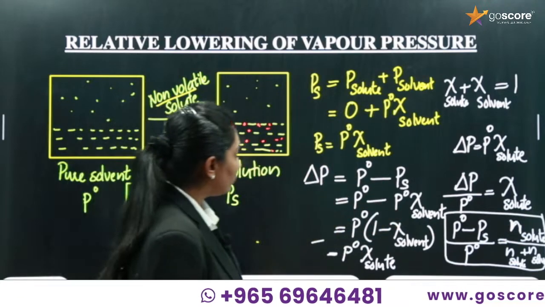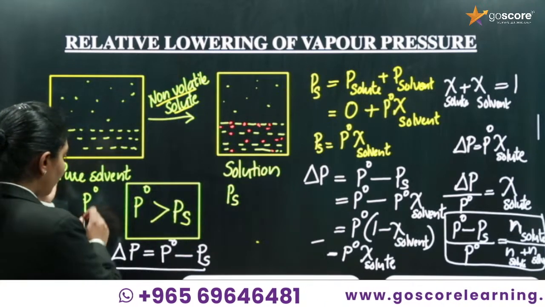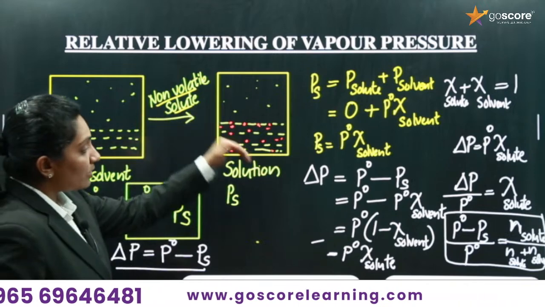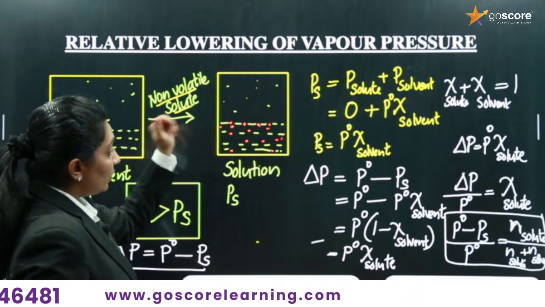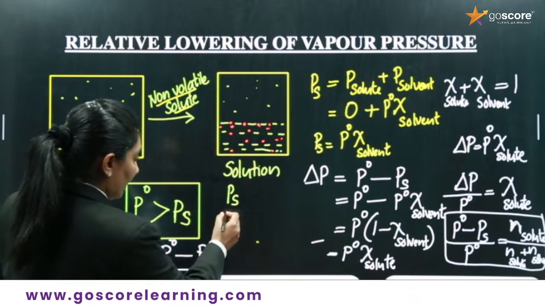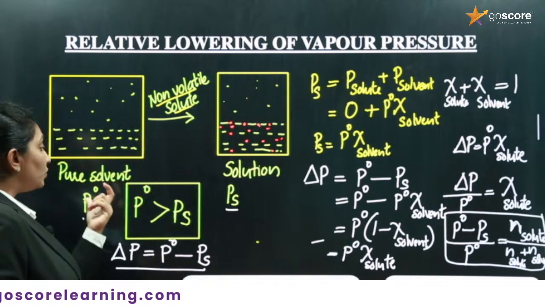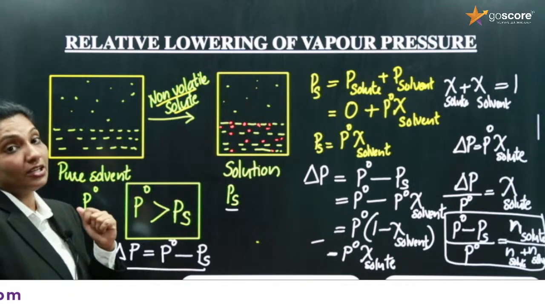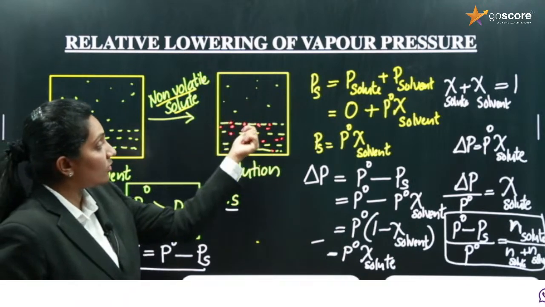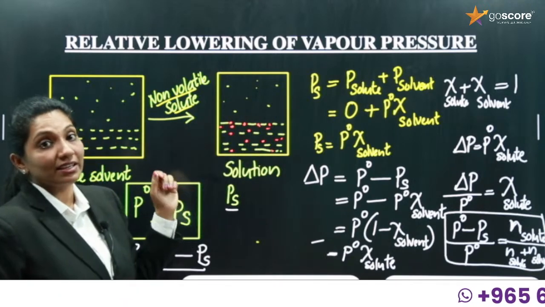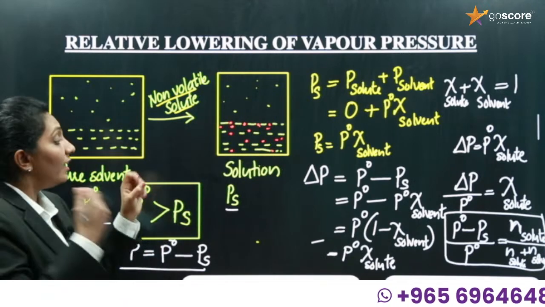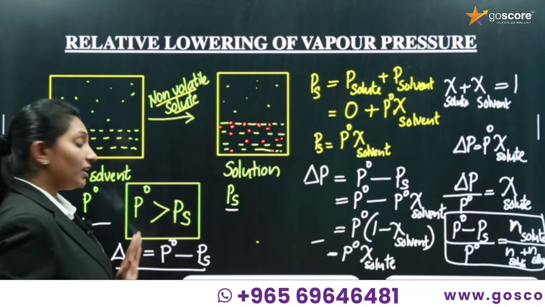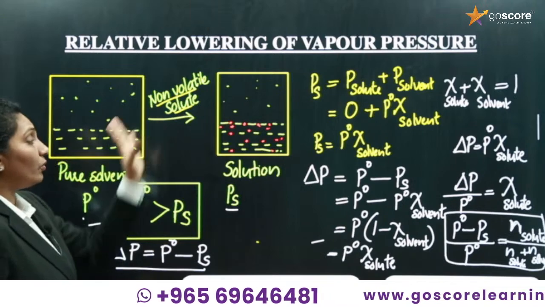I think this is clear for you. We have taken the pure solvent with vapor pressure P naught, and when you add a non-volatile solute, it becomes a solution and its vapor pressure is represented with PS. We know that the vapor pressure of the pure solvent is always higher than that of the solution, because in the solution the non-volatile solute particles hinder the formation of vapors. Therefore the vapor pressure of pure solvent is greater than that of the solution when you add a non-volatile solute to that.